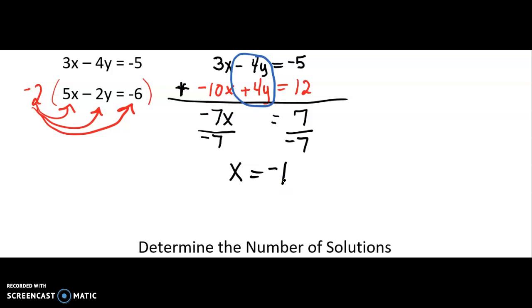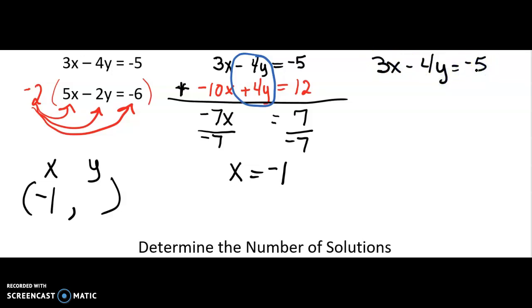I have found that x is negative 1. So I'm working on my solution that's going to be in ordered pairs. I need to find an x, I need to find a y. I just found my x is negative 1. So let's work on finding the y. Use one of my original equations. I'm going to stick with this original equation, the 3x minus 4y equals negative 5. I'm going to take my negative 1 for x, drop it in place of the x, so 3 times negative 1, take away 4y equals negative 5.